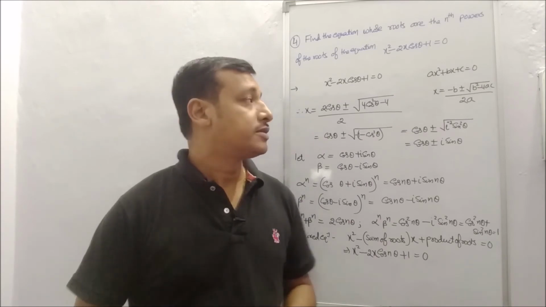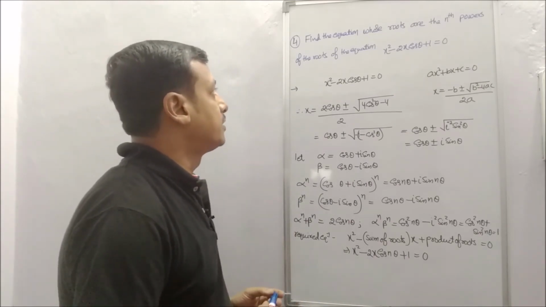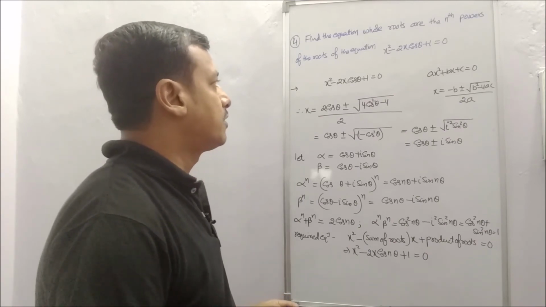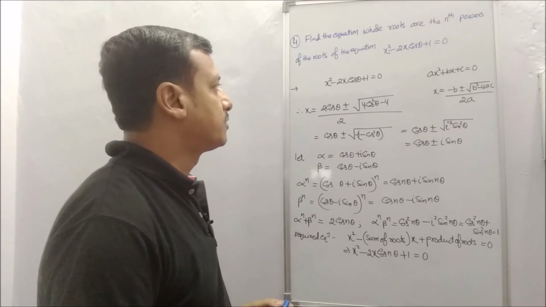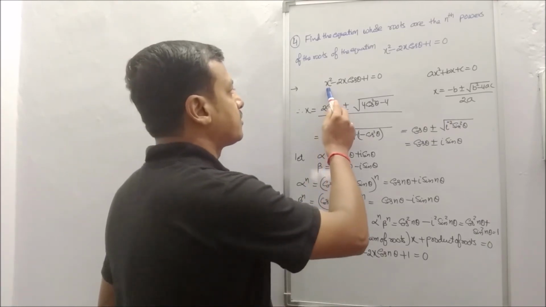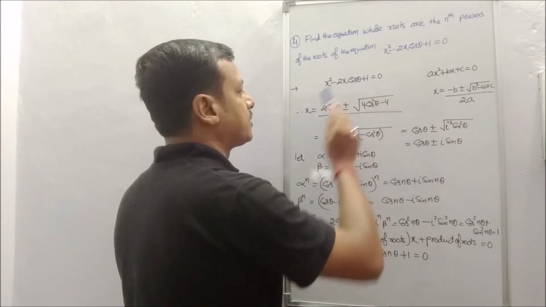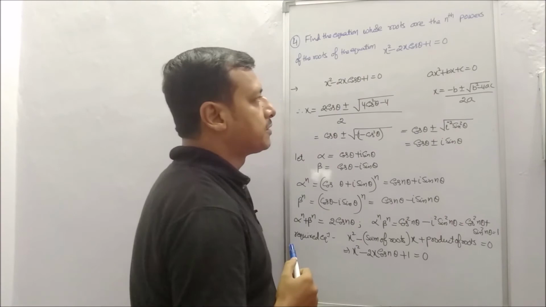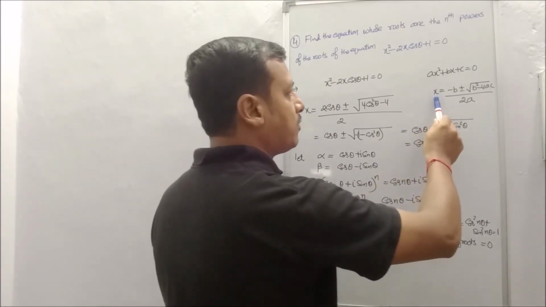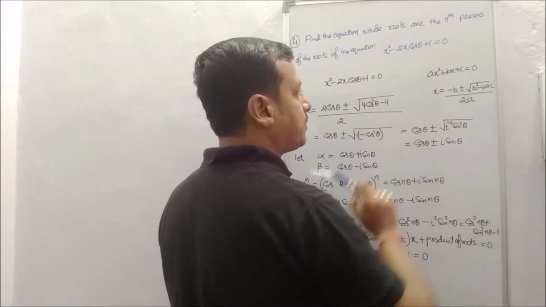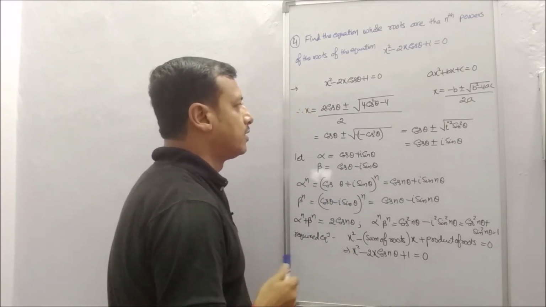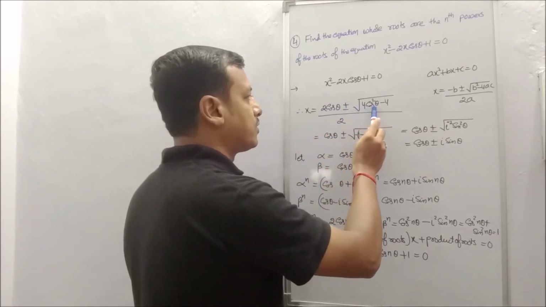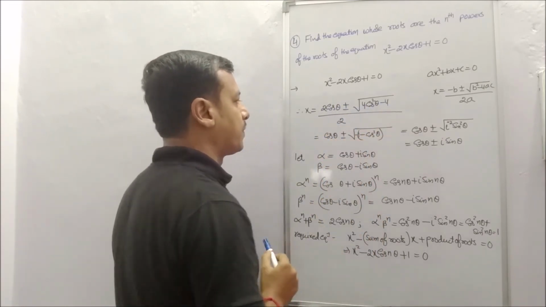Today's final problem is the fourth problem, that is, find the equation whose roots are the nth power of the roots of the equation x square minus 2x cos theta plus 1 is equal to 0. So by the quadratic formula, for ax square plus bx plus c equal to 0, the value of x is equal to minus b plus minus root of b square minus 4ac divided by 2a. So in this case x is equal to 2 cos theta plus minus root of 4 cos square theta minus 4, divided by 2.